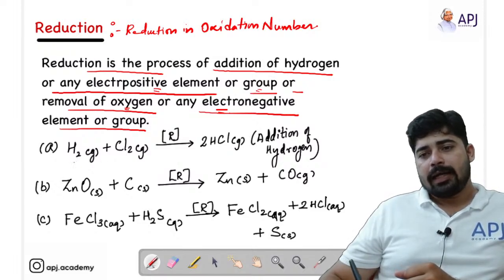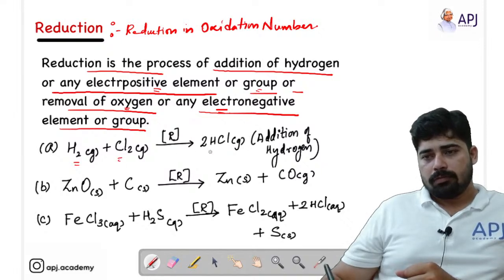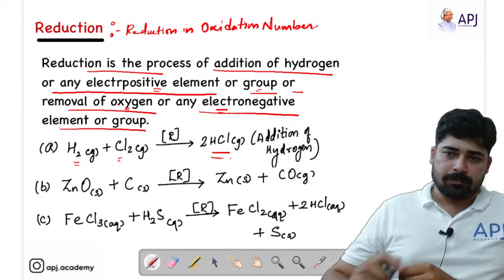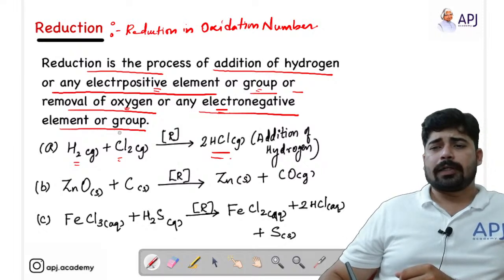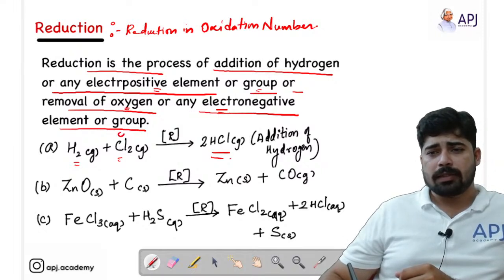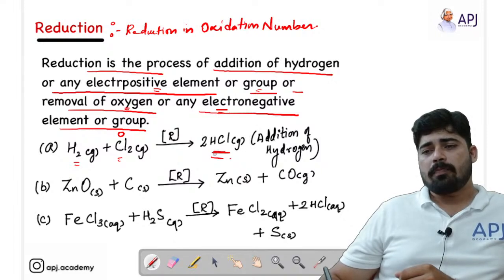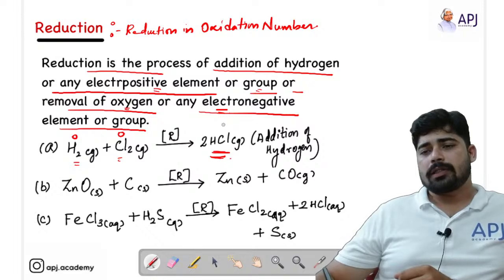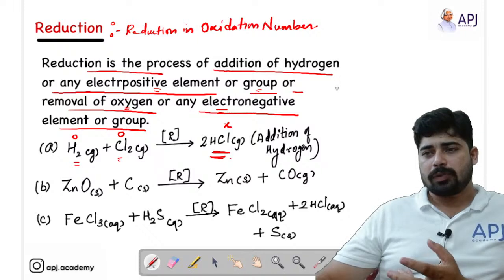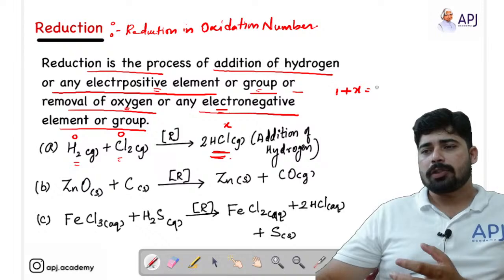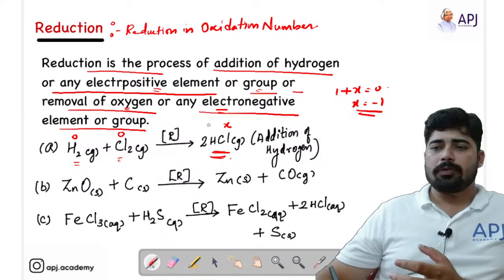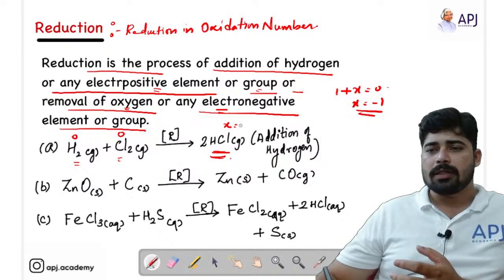You can see H2, Cl2, and in the product it is HCl. I have already told you, if you are taking an element in free state, the oxidation number is taken as 0. Here, the oxidation state of hydrogen is also 0. Now let's check the oxidation state of chlorine here. I'll put it as X. Hydrogen generally shows +1, so 1 + X equals the charge on the molecule, which is 0. So X is equal to -1. So here the oxidation state of chlorine is -1.